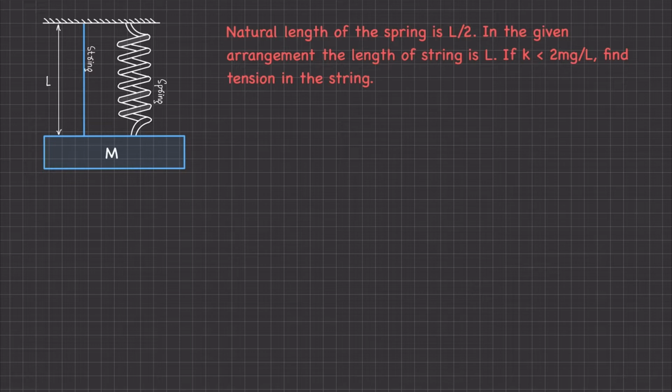This is the second problem of the day. Here we have an arrangement and the question reads: natural length of the spring is L by 2. In the given arrangement, the length of the string is L. If K, which is the spring constant, is less than 2 mg by L, find the tension in the string.